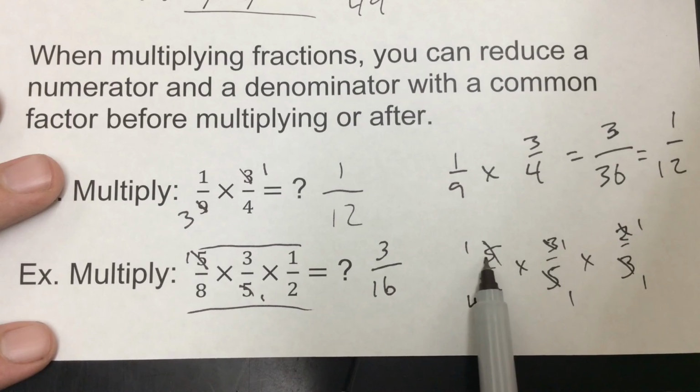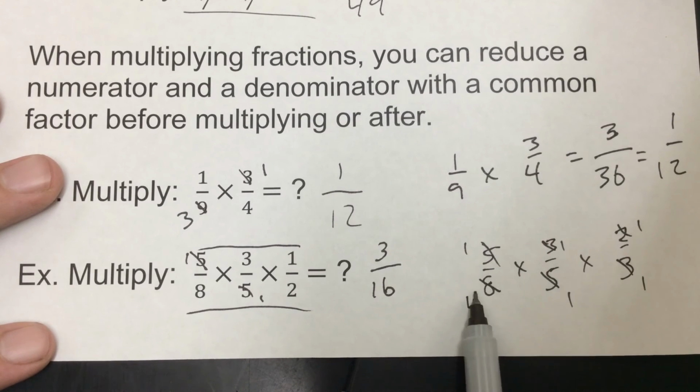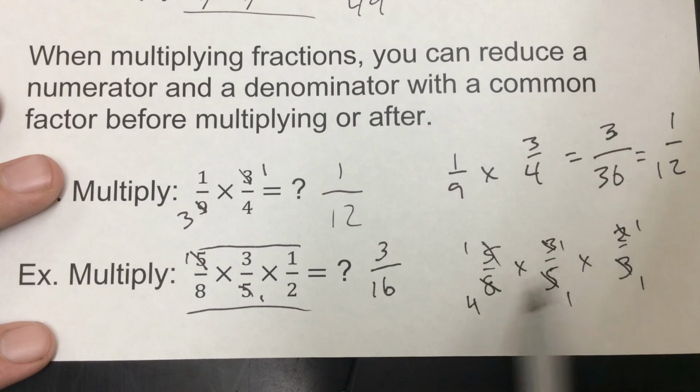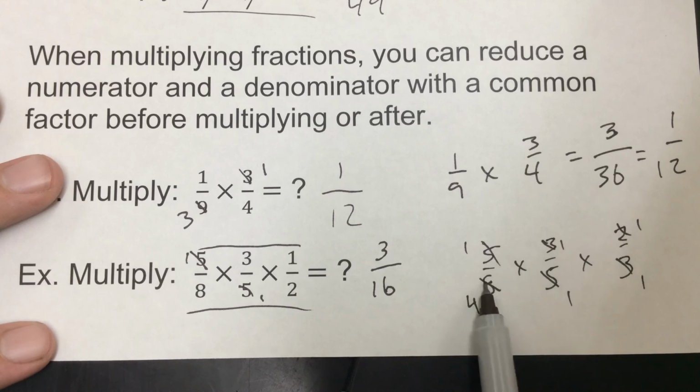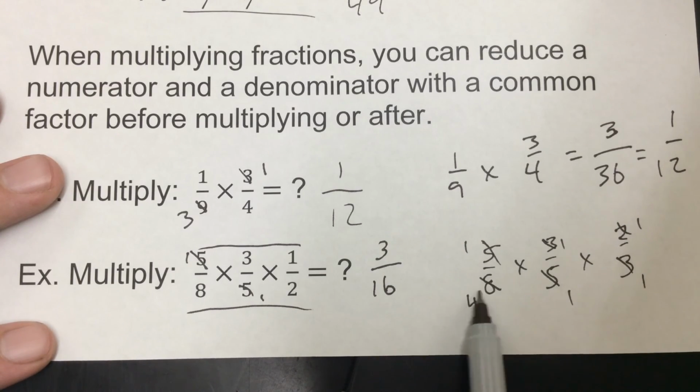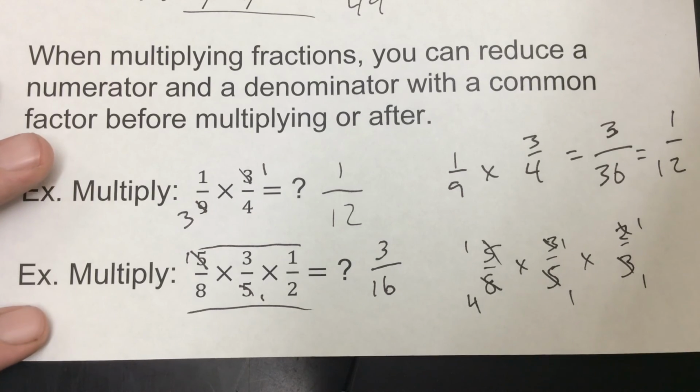So it doesn't matter, they don't have to be just right next to each other is where I'm going with this. Here there's a whole number in between. It's still 1 on top with 1 on the bottom. If there's a common factor, we can reduce them.